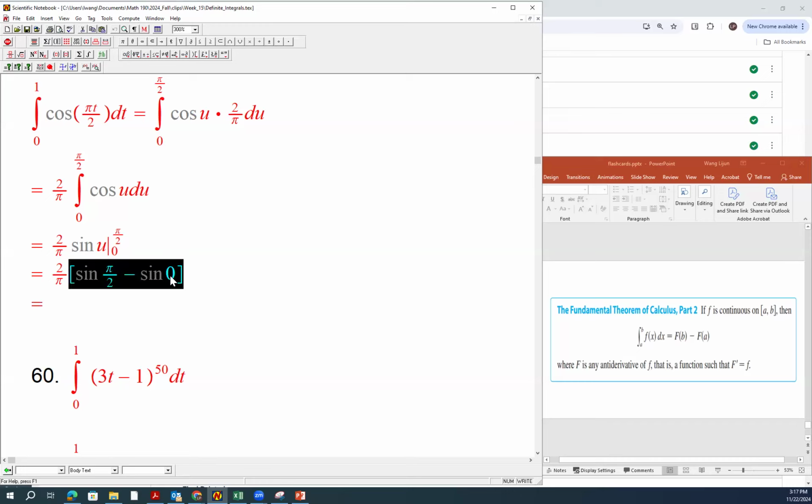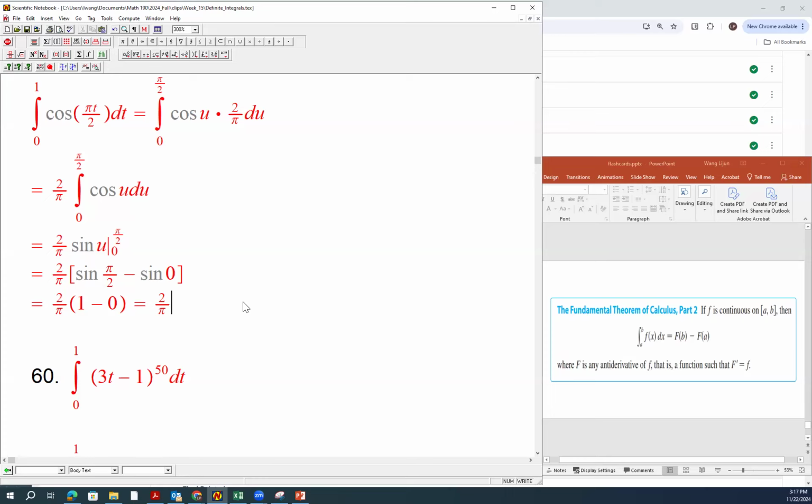Sine 0 equals 0. Sine pi over 2 equals 1. So the final answer is just going to be 2 over pi multiplied by sine pi over 2, which is 1, minus 0. So the final answer will be pi over 2. Okay, so that's one way to show work.